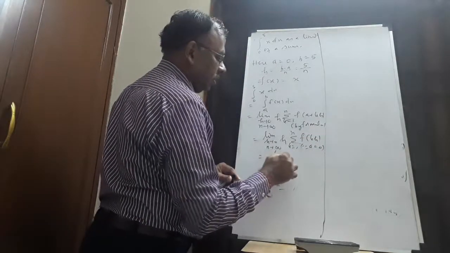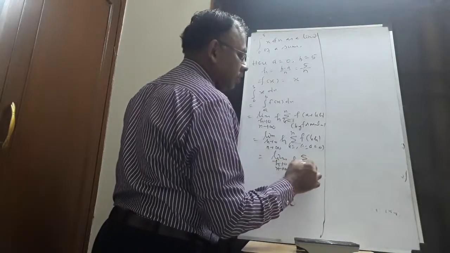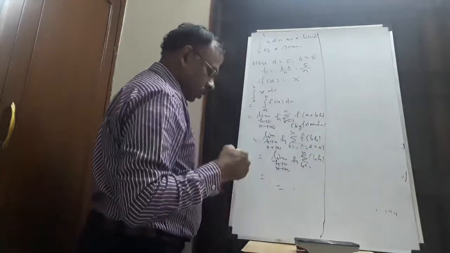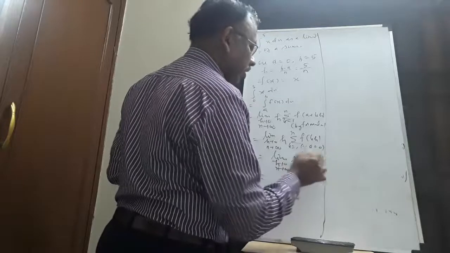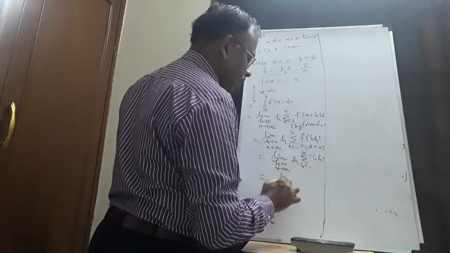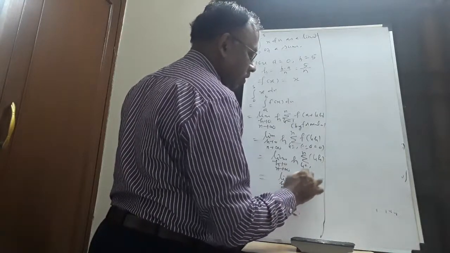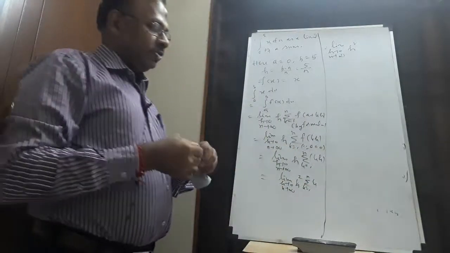Okay, this is limit h tends to 0, n tends to infinity of h into sigma k equal to 1 to n, f of x is x given, therefore this is kh. I'll take h out. The summation is only with respect to k. This is limit h tends to 0, n tends to infinity of h square into sigma k equal to 1 to n of k. This is nothing but the sum of first n natural numbers, which is n into n plus 1 by 2.